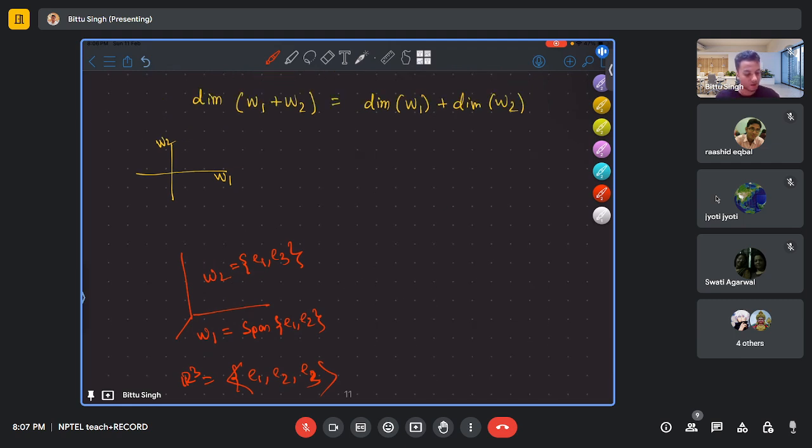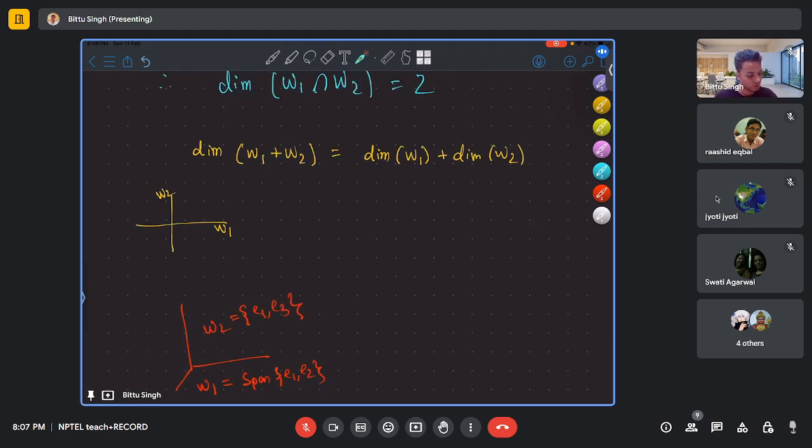So it is not spanned by four elements, because you can see that one element E1 is present in the W1 space, and it is also present in the W2 space. This extra term which is present in the intersection is creating a problem. That's why we need to subtract the intersection.